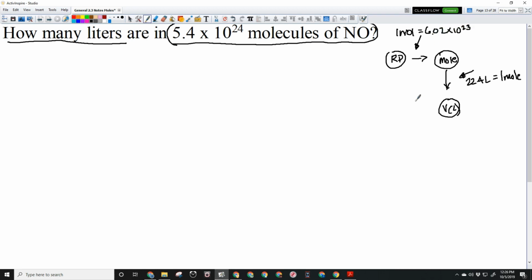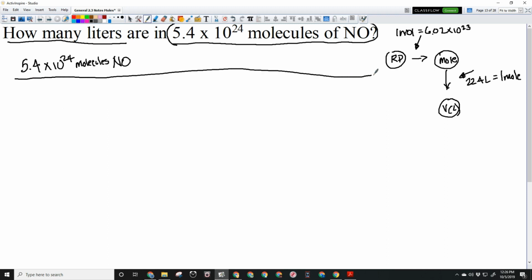Okay, so look back at your mole map. My mole map is too far backwards for me to flip back there, so I just rewrote it. But this is the path, this is the route that we're going to have to take. So let's start with our given, 5.4 times 10 to the 24th molecules of nitrogen oxide over 1.